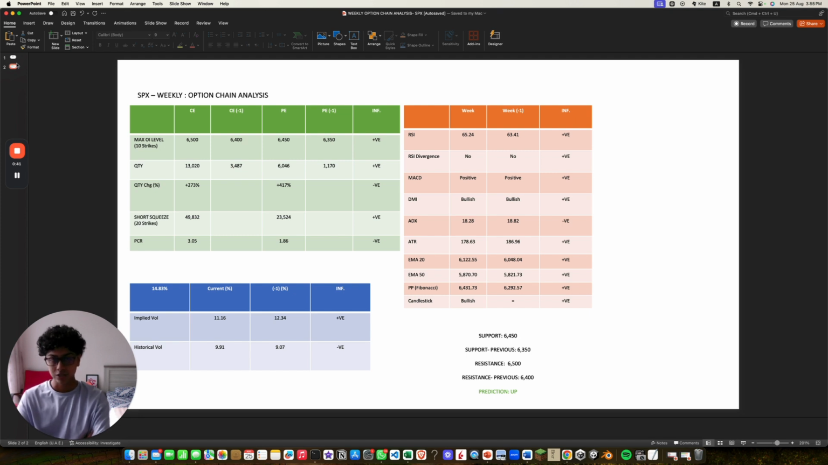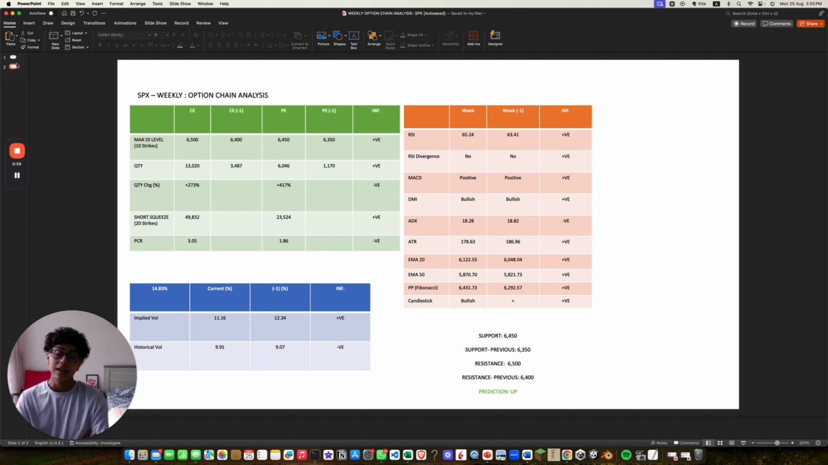There is no divergence. That's positive. MACD is positive. DMI is bullish. That's positive. ADX is lower. That's negative. ATR is lower. That's positive. Both EMAs are higher. That's two positives. Pivot points and candlestick are also bullish.